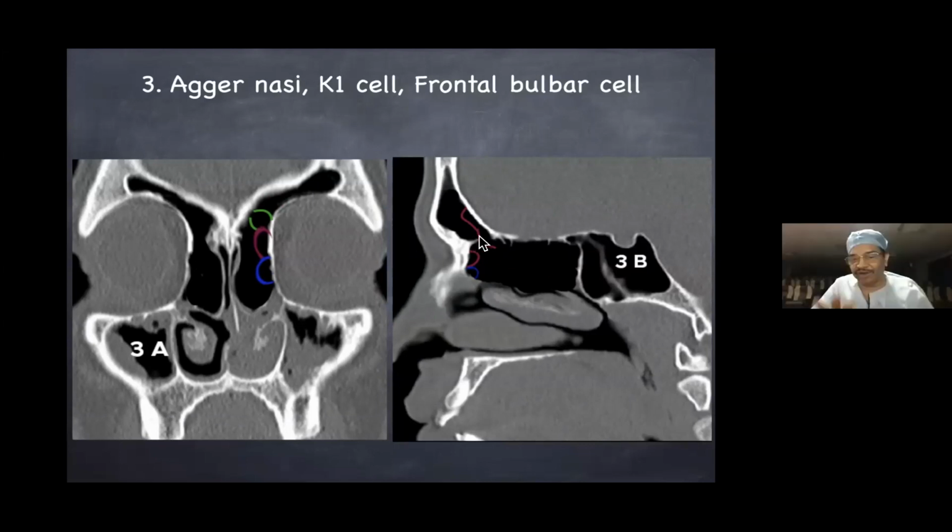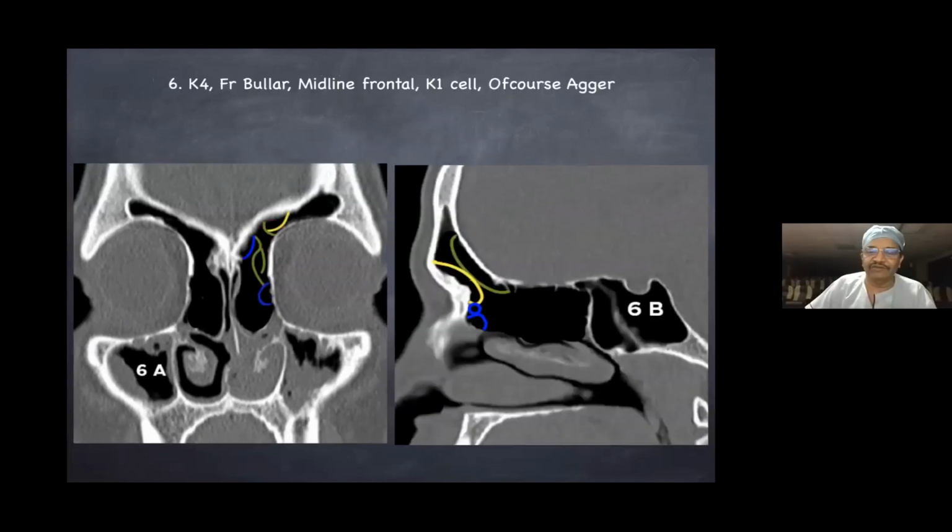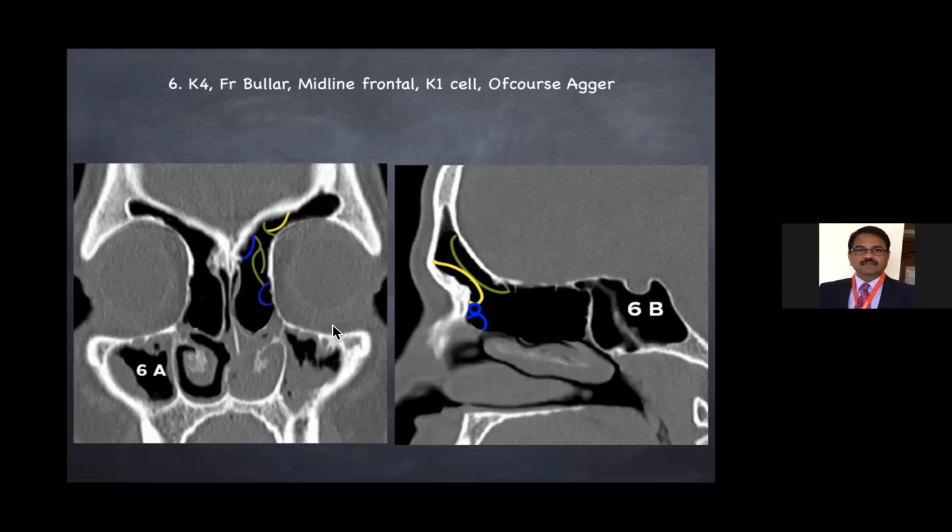Once you understand this concept, you can open the cells without losing the mucosa. In this case, there is a frontal bulla cell, there is a K4 cell also, and there is a midline frontal cell. So what I do is study the CT scan and try to draw the cells on a piece of paper. Then you will understand better. You spend a little time studying the CT scan.